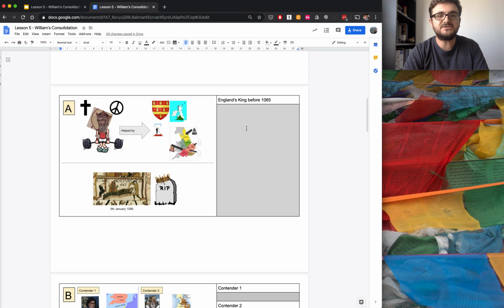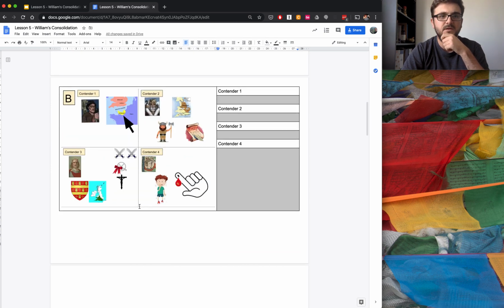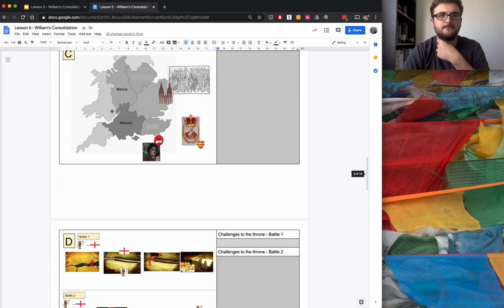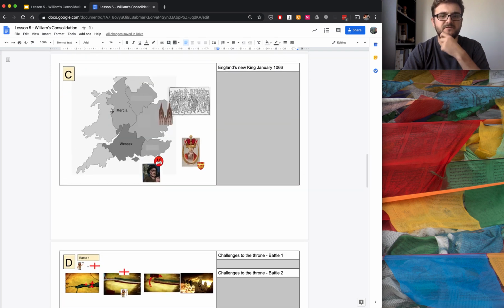They're there as prompts to spark your memory and help you remember what you can. So what I want you to do now is look at these images, and in the grey box next to them, I'd like you to type everything you can remember about those images. So in here you type everything you know about this image: who could this man be, who was helping him, what happened to that man in 1066. Now all these images are in order, and a lot of them are images you've seen before.